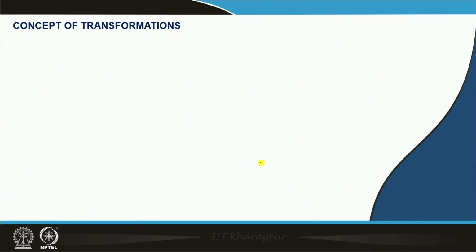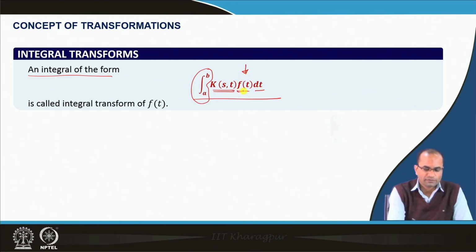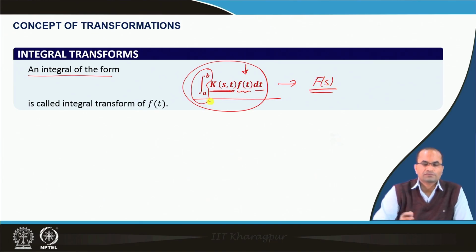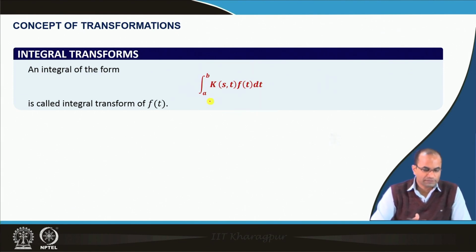In general, the concept of such transformations, though we have already discussed the Laplace transform, let us just review this concept again. We have an integral of this form, from a to b, with a function k of s and t, and then f t dt. So this function f t, when we integrate over t with the help of this so-called kernel k, we get something in terms of s. This is transformed to another variable s, and this is the general context of an integral transform.